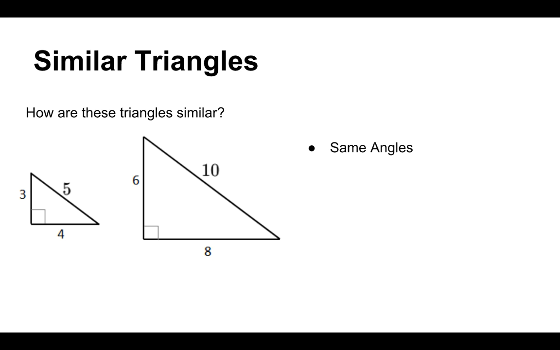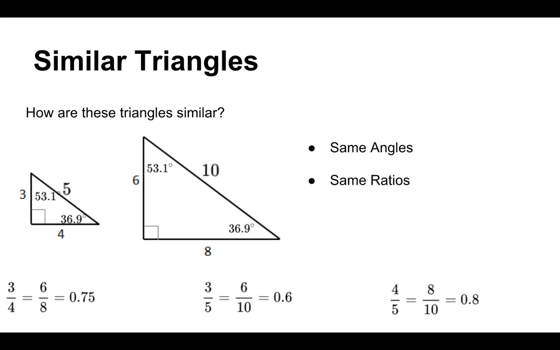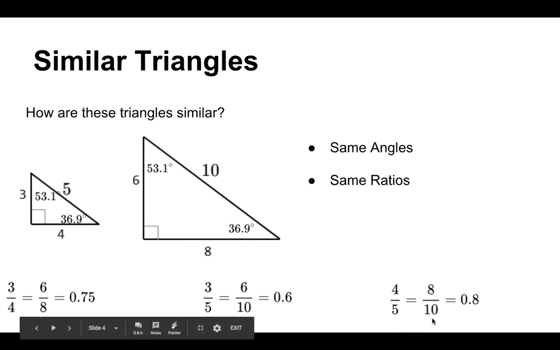And you can't actually draw a triangle any other way. It has to have those angles if the sides are 6, 8, and 10. The angles are 53.1, 36.9, and 90 degrees. We also have the same ratios, and those ratios are what you get when you divide the sides. So if you do 3 divided by 4 or 6 divided by 8, you get the same thing. 3 divided by 5, 6 divided by 10, you get the same thing. 4 divided by 5 or 8 divided by 10, you get the same thing.